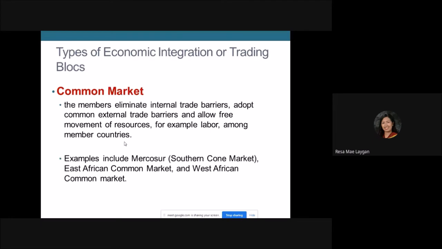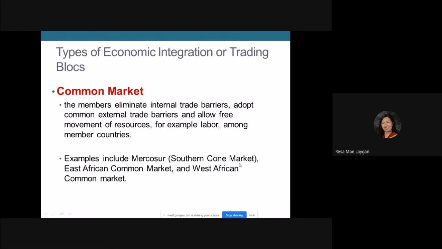Then another, we have the common market. It is also the same as the Customs Union: all member countries can trade with each other without tariff or quota and even barriers to trade, but they have common trade policies with non-member countries. Here, the members eliminate internal trade barriers and adopt common external trade barriers. So whatever was agreed on in this trading arrangement, you really have to follow, for example on labor among member countries. An example here is Mercosur, or the Southern Cone Market. Then there are also the East African Common Market and West African Common Market.